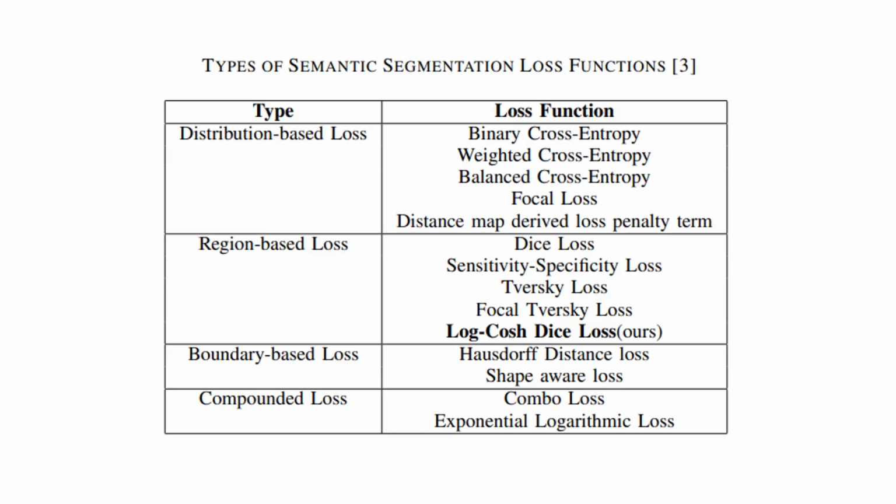Right here we have a table of the types and different classes of the loss functions. We can see that binary cross entropy, weighted cross entropy, balanced cross entropy, and focal loss are all distribution-based. Then we have region-based loss functions, which are dice loss, sensitivity-specificity loss, and diversity loss. Then we have boundary-based losses, and then we have some compound losses.